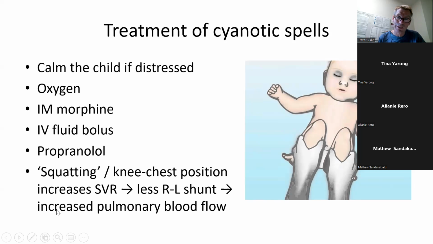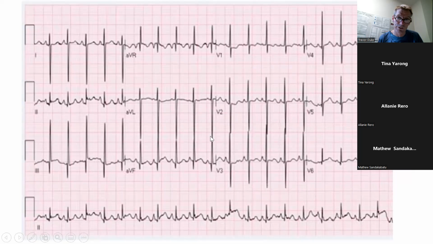But in small babies that are hard to deal with, you often have to do all of these things, and just wait, just be patient, by giving them some sedation, by giving them oxygen, by giving them a fluid bolus and the knee chest position. You can usually get them back in and pink again, or back to their normal saturations.